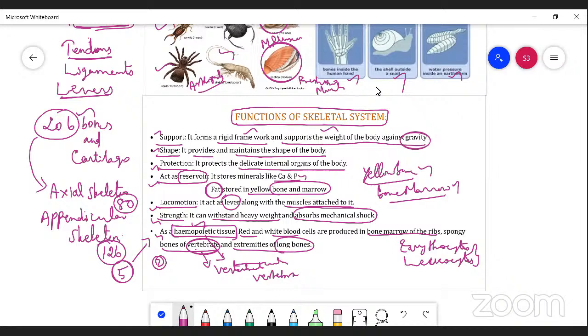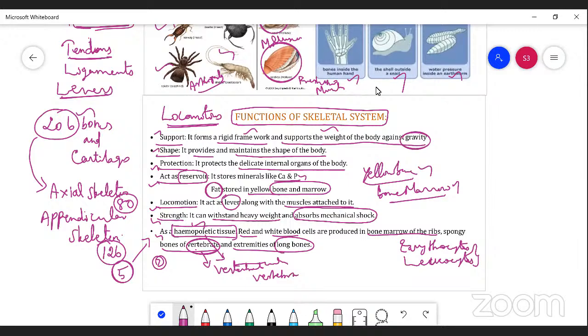But skeletal muscle is responsible for locomotion. Skeletal muscle is responsible for what? Especially locomotion. That is a major function of the skeletal muscle. Skeletal muscle is responsible for locomotion, not the skeletal system. What is the skeletal muscle? The muscles which are attached to the skeleton, attached to the bones, are called the skeletal muscle. Do you understand what is skeletal muscle?